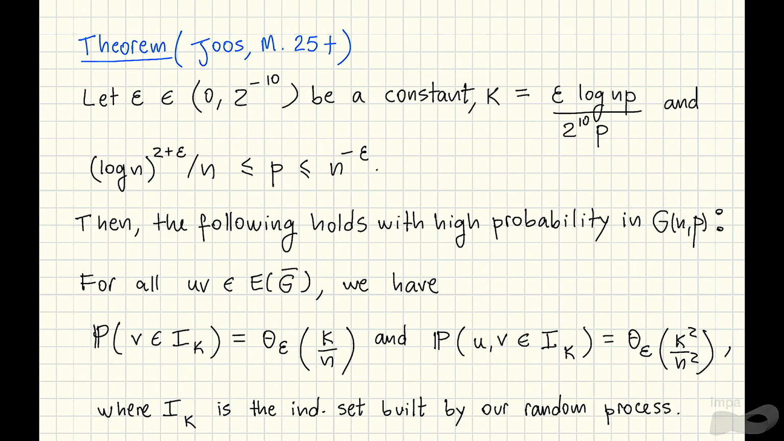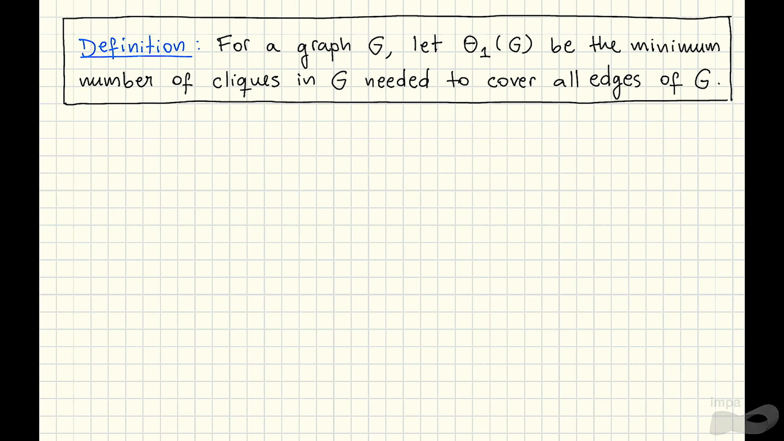Let me mention briefly a second application of this theorem, which is the number of cliques you need to cover the complement of G(n,p). This is also a well-studied parameter in random graphs, and the usual notation for it is delta 1 of G. For a graph G, we let delta 1 of G be the minimum number of cliques you need to cover the known edges of G, okay?